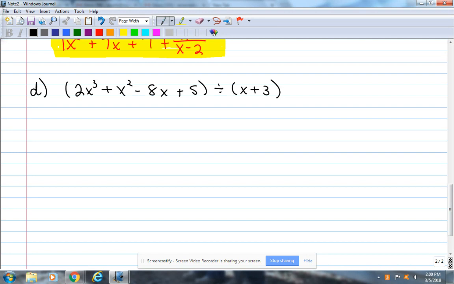So let's start with getting our corner number. Remember how we got the corner number? Set x plus 3 equal to 0. How do I solve that? Subtract 3 on both sides, and x equals negative 3. And that's my corner number.